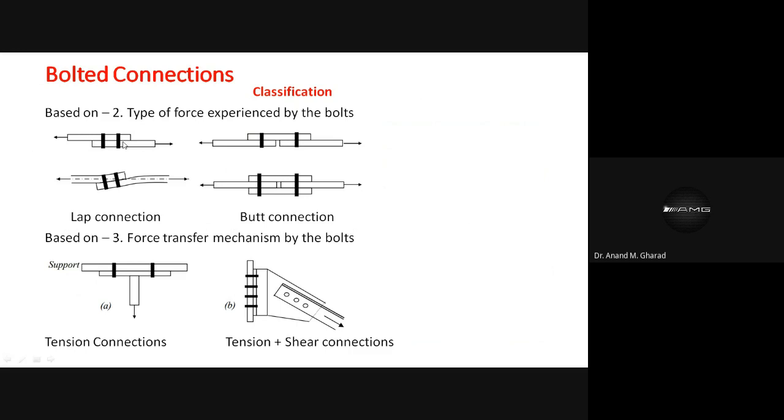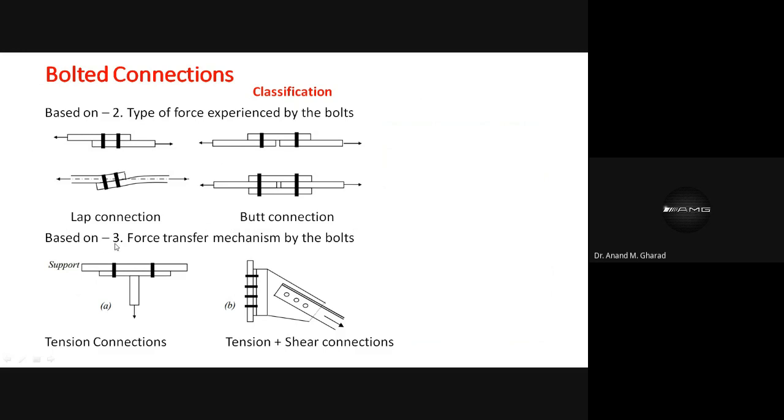two bolts. Similarly, over here, you can see these two plates are getting connected with the help of one more plate, which is connecting these two plates in this manner. So such kind of connections are known as butt connection. So this is known as single butt, this is known as double butt connection. Okay?